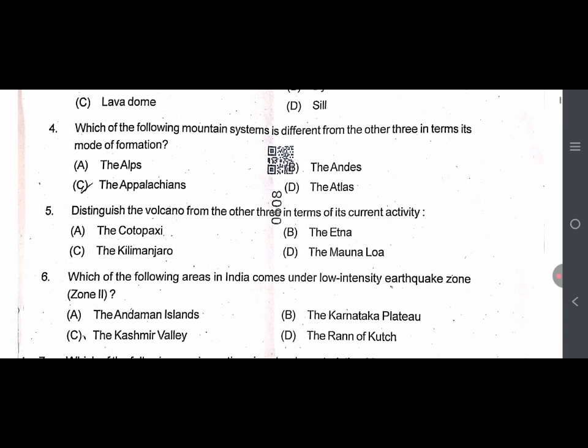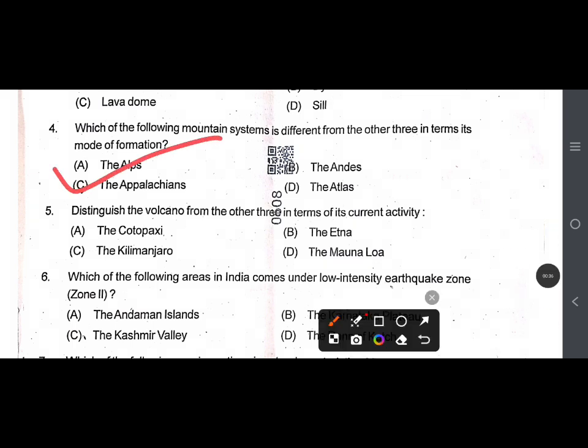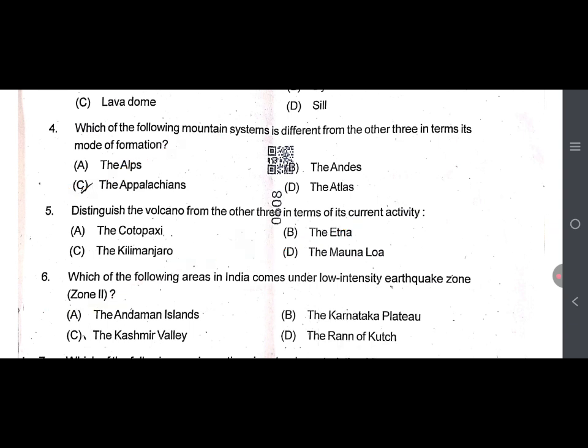Question number 4. Which of the following mountain systems is different from the other three in terms of its mode of formation? ठीक आंसर टी हबो ऑप्शन सी। 5. Distinguish the volcano from the other three in terms of its current activity. ठीक आंसर टी हबो ऑप्शन डी। Question number 6. Which of the following areas in India comes under low intensity earthquake zone 2? ठीक आंसर टी हबो ऑप्शन ए the Andaman island.